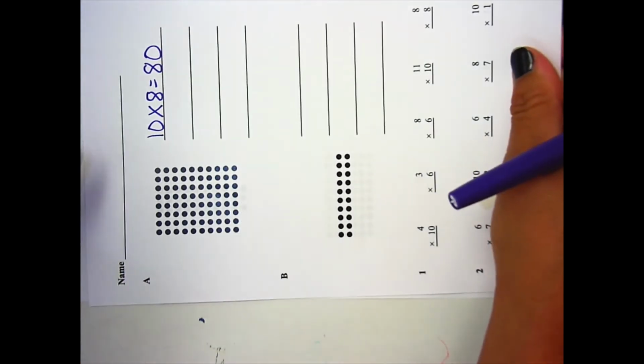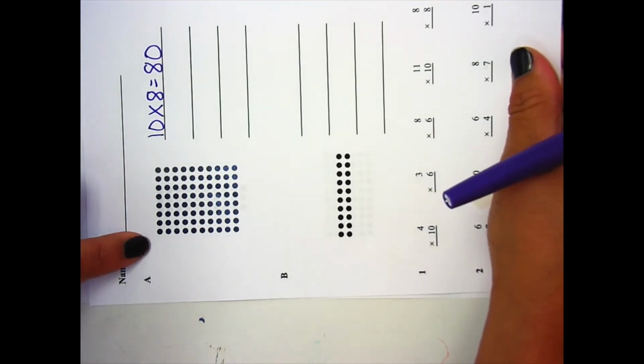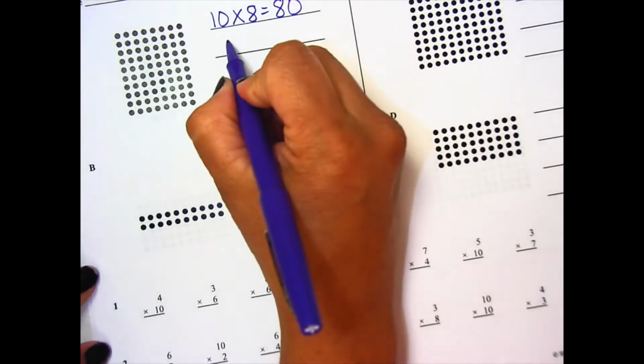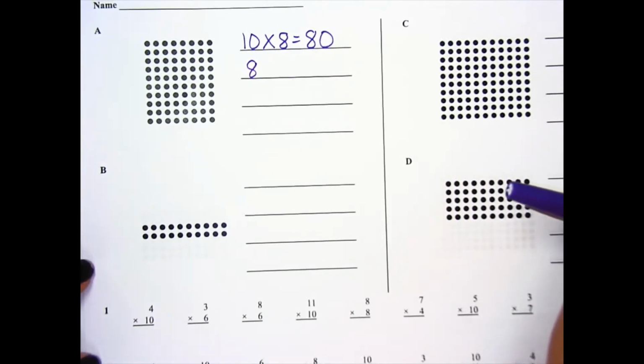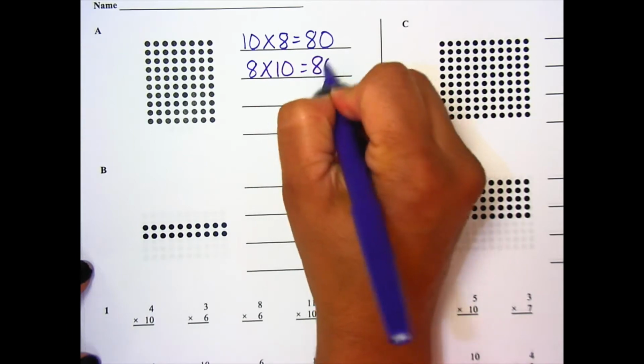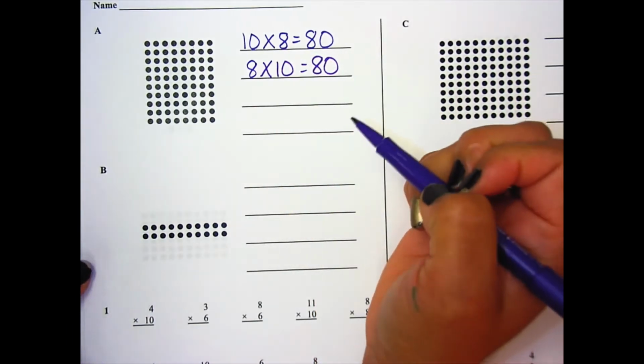Now we're going to turn it this way. And how many rows do we have? Well, now we have 8 rows. We're using the commutative property. 8 rows, 10 in each row. So 8 times 10 equals 80. Now we're going to look at our division.